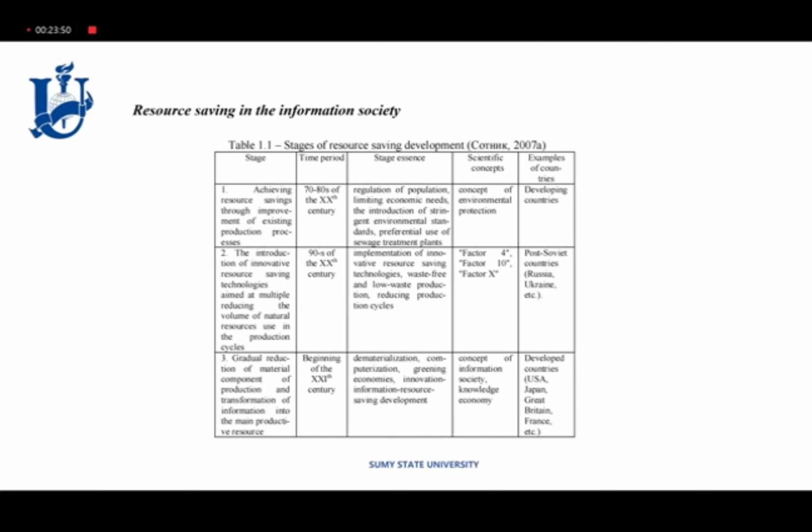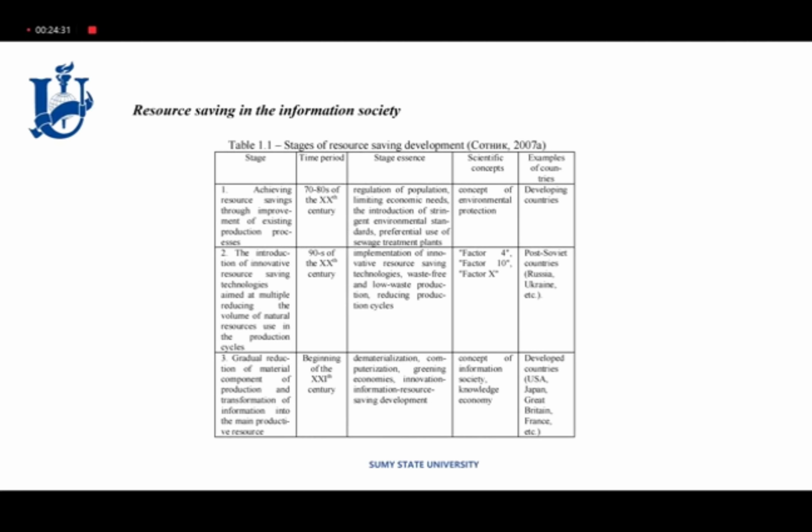The first stage covers the time period of the 70s to 80s of the 20th century, when it became necessary to move to a resource-saving type of economic development, which would be accompanied by a decrease of technology impact on the environment, enhancement of social wealth, and reducing the rate of depletion of natural resources without damage to economies.